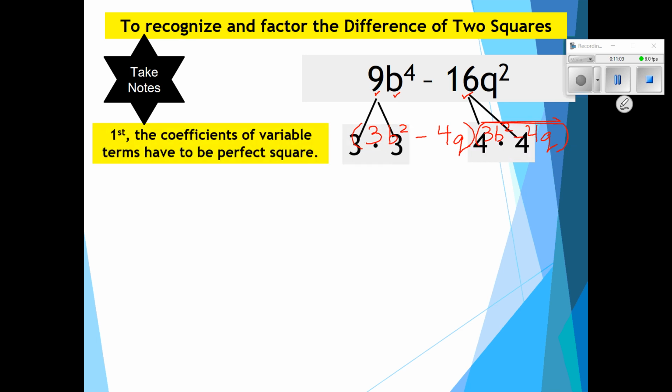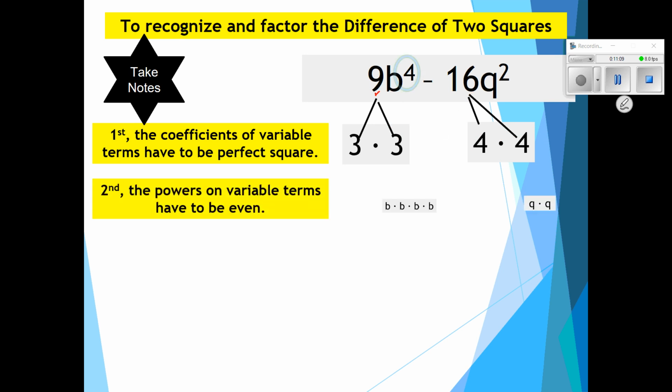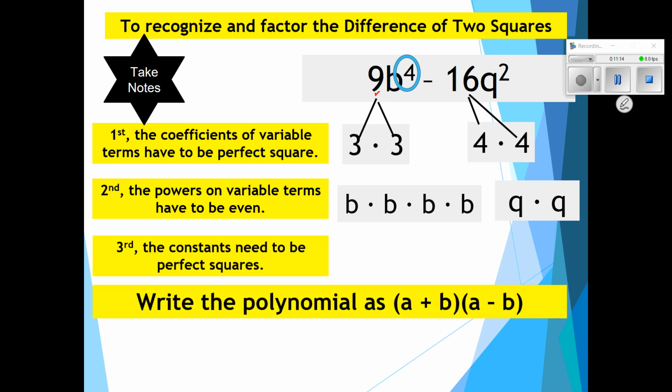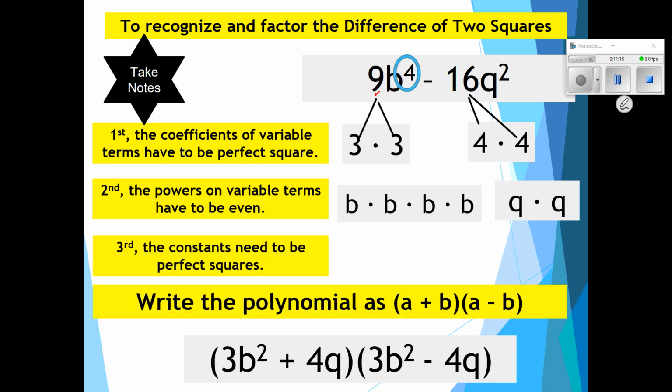And that's just going through the steps. The coefficients were perfect squares. This is just breaking down what we just did. The variables were both even. There were no constants, so we factored it like that.